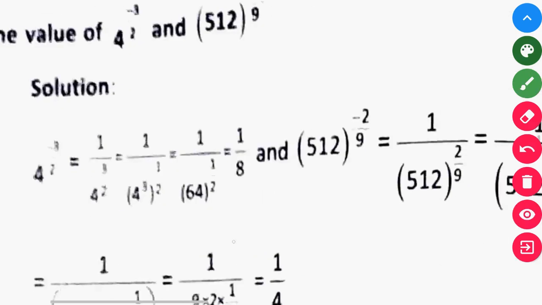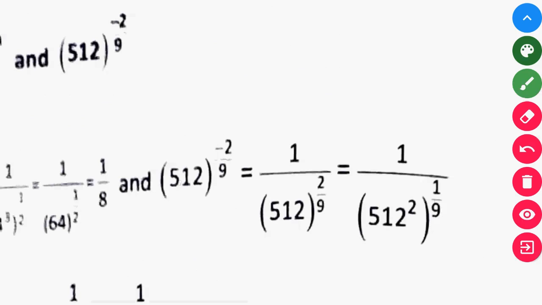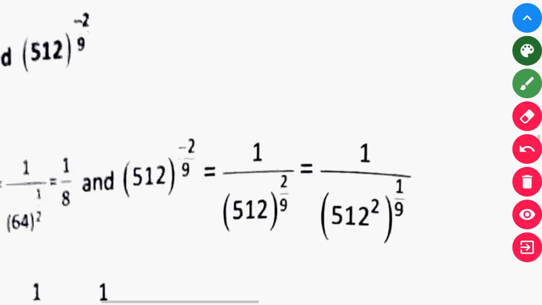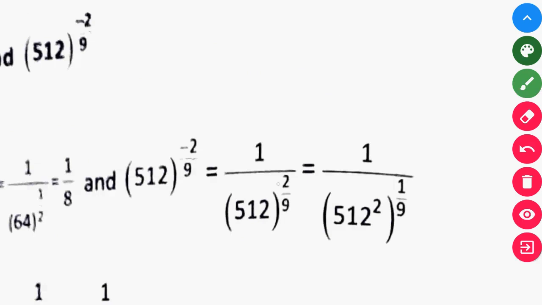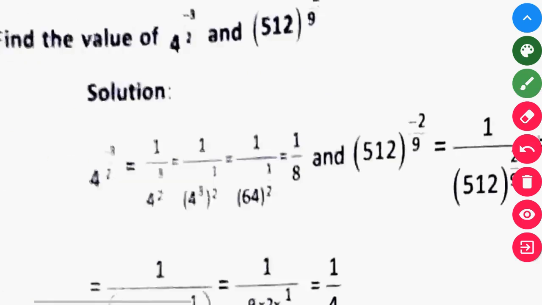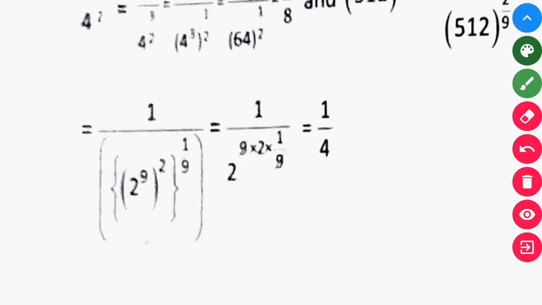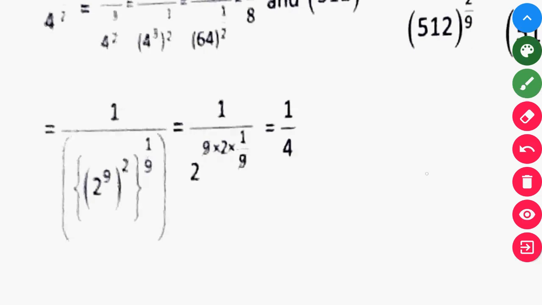And for the second, again you can solve. See, 512 raised to minus 2 by 9. So it is a negative number as an exponent. So we can write it as 1 upon 512 raised to 2 by 9. So same, 512 square raised to 1 upon 9. If we simplify it, it is 2. If we multiply 2 nine times, we get the answer 512. Okay, so we can write it as 2 raised to 9, raised to 2, raised to 1 by 9.